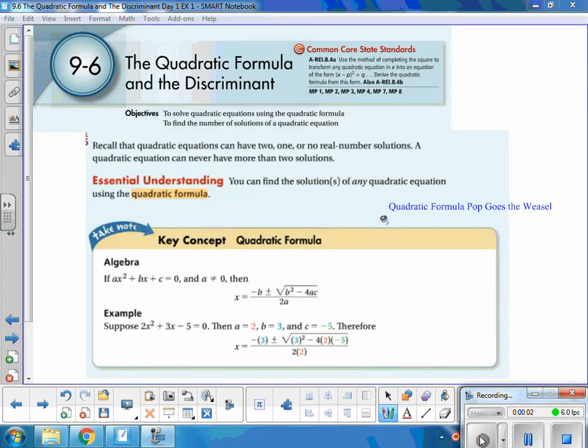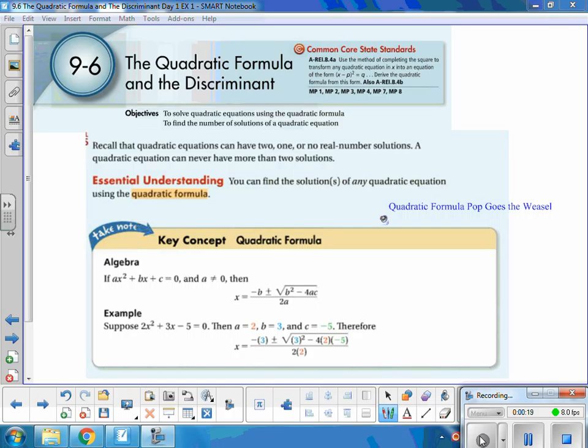All right, we're going to continue working with quadratic equations and their solutions. For this lesson, we're going to look at the quadratic formula. We'll do the discriminant at the next lesson. The quadratic formula is one that we can use when you can't find any factoring.